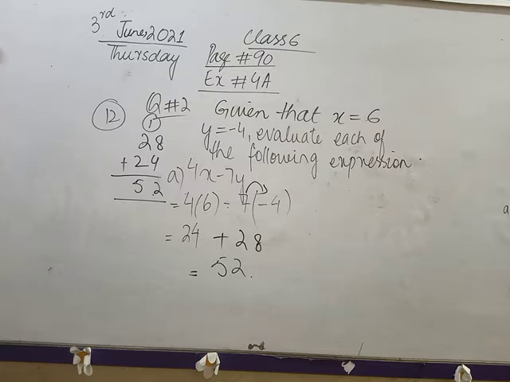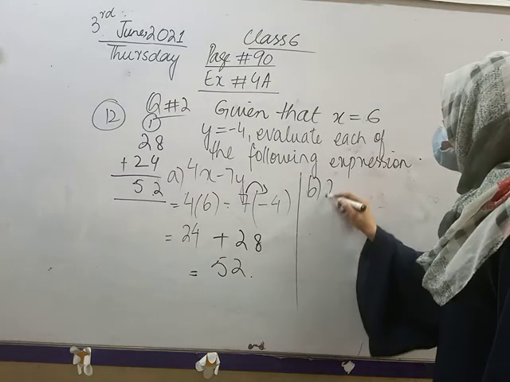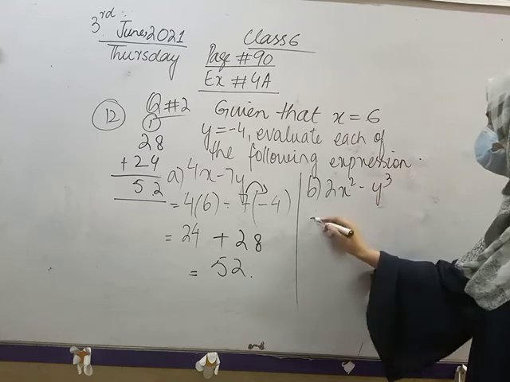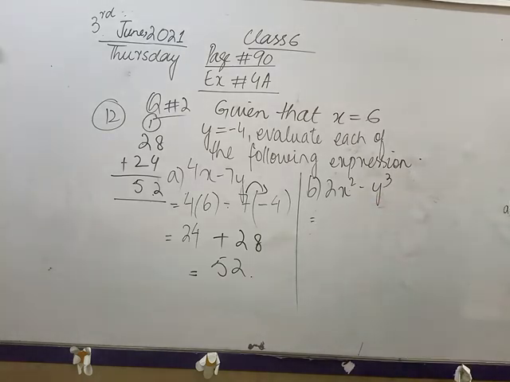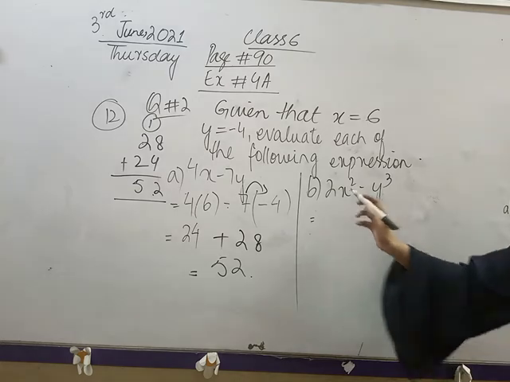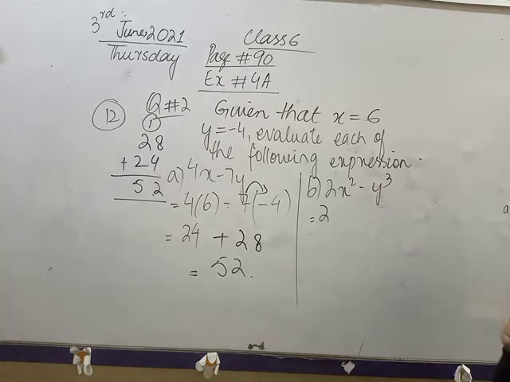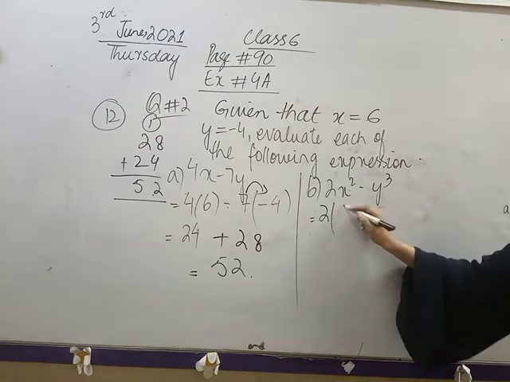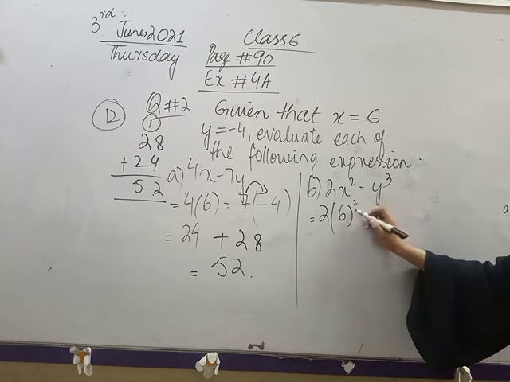Now I have another part, which is 2x square minus y cube. B part मेरे पास क्या है, 2x square minus y cube. मेरे पास x की वैल्यू भी गिवन है और y की वैल्यू भी गिवन है. So I will write as it is. First of all, I will write 2 here as it is. x, what is the value of x here class? x की वैल्यू क्या है हमारे पास यहाँ पे? Very good, 6. I will write 6 here and the power as it is.